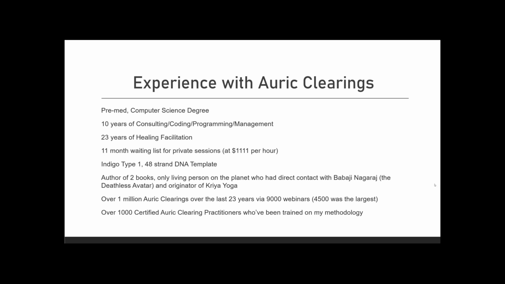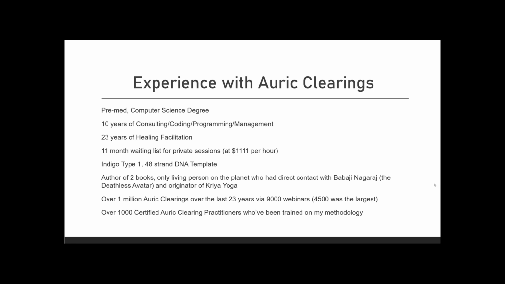I currently have an 11-month waiting list for private sessions, which I rarely do. I have a specific type of DNA template called Indigo Type 1, which allows me to do this work for thousands of people at the same time now. And you probably heard my story or read my books with Babaji Nagaraj, who was my mentor for 4 years straight. So basically, this is not my first rodeo.